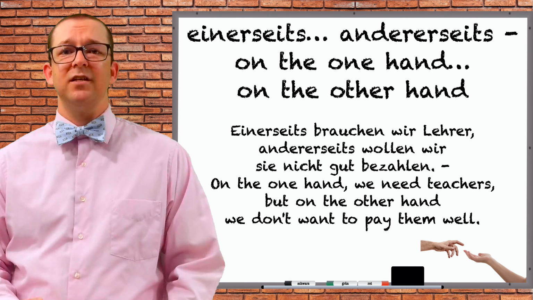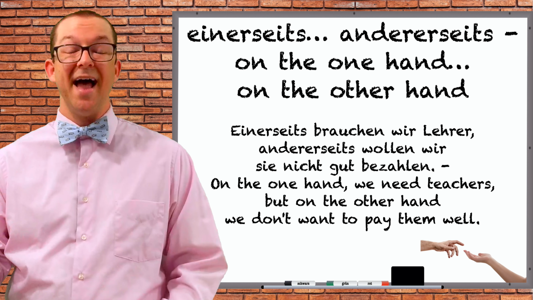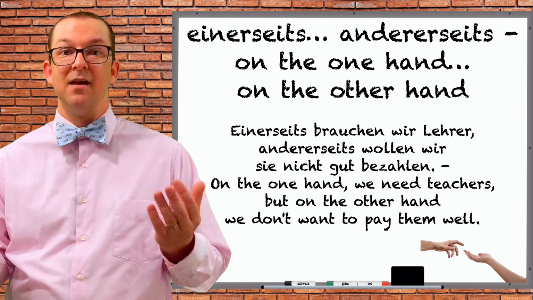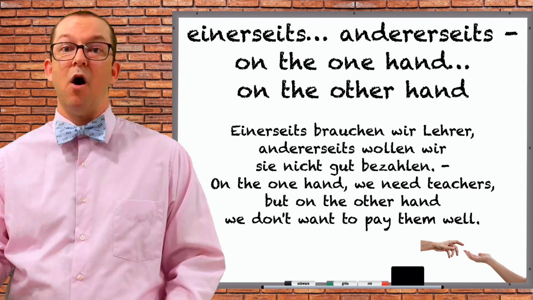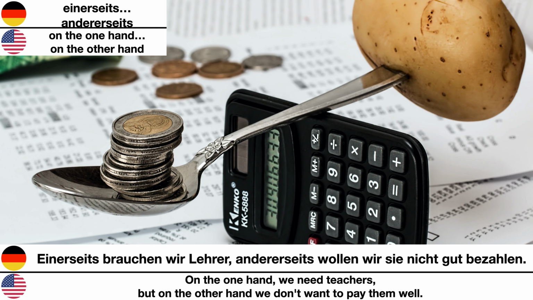There are a few ways to compare and contrast the clauses that are in a sentence. The first on my list is einerseits, andererseits. This is mostly related to the English on the one hand and on the other hand. For example, einerseits brauchen wir Lehrer, andererseits wollen wir sie nicht gut bezahlen. On the one hand, we need teachers, but on the other hand, we don't want to pay them well.